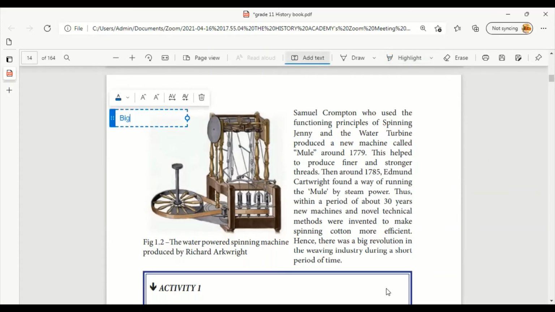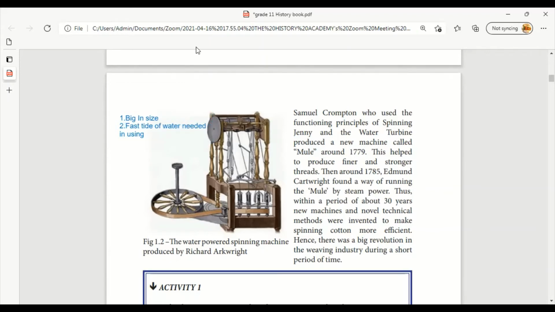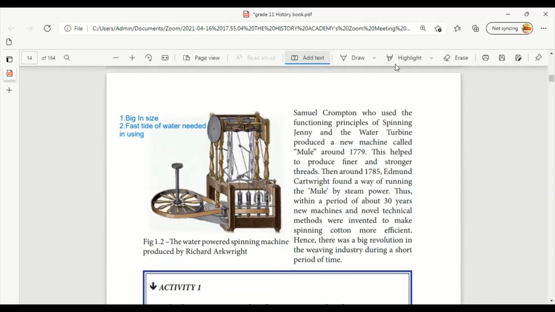The first one is that it was big in size, and the other one is that a fast tide of water was needed in using it, right? So this is the first difficulty, and this is the second difficulty in using the water powered spinning machine produced by Richard Arkwright. And then there was another creation of Samuel Crompton, who used the functioning principles of the spinning jenny.